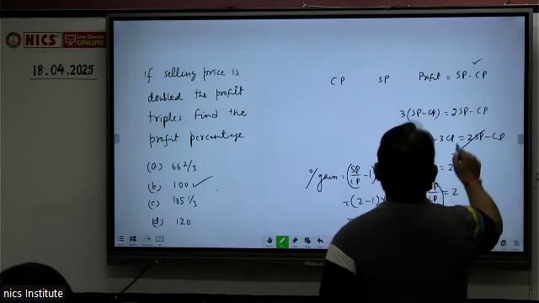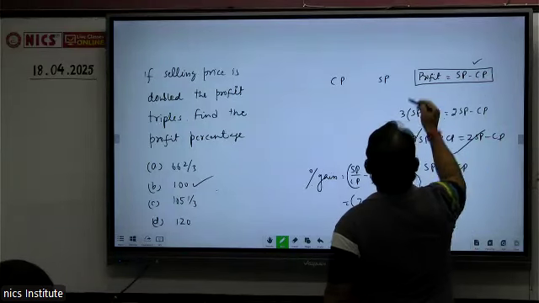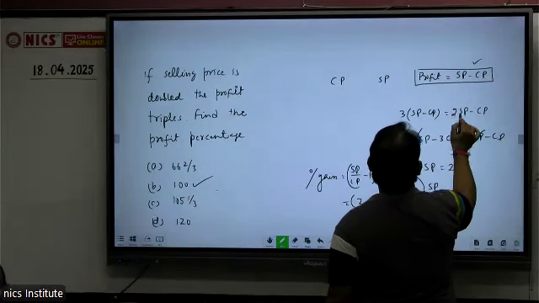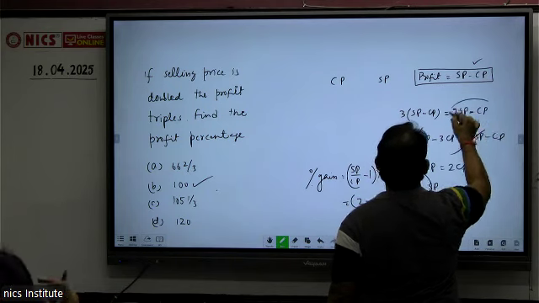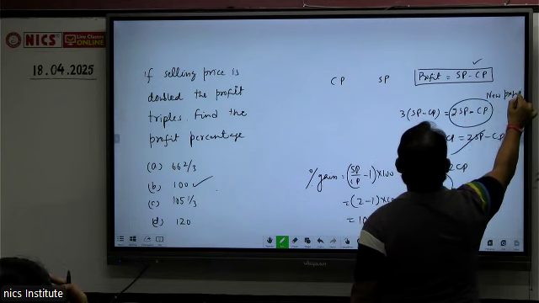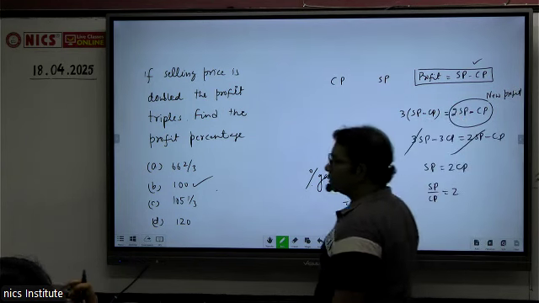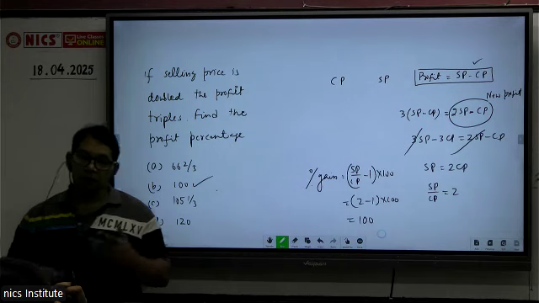Original profit was this. Then when SP is doubled, CP remains constant. So new profit is this. This new profit is 3 times the original profit.